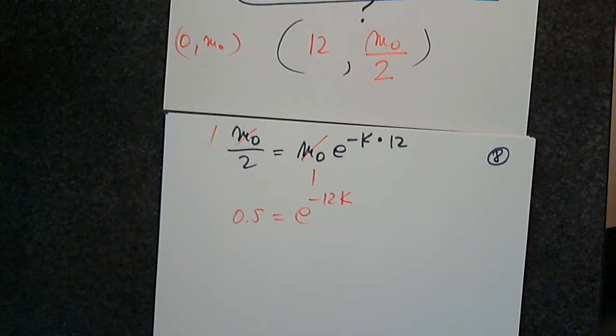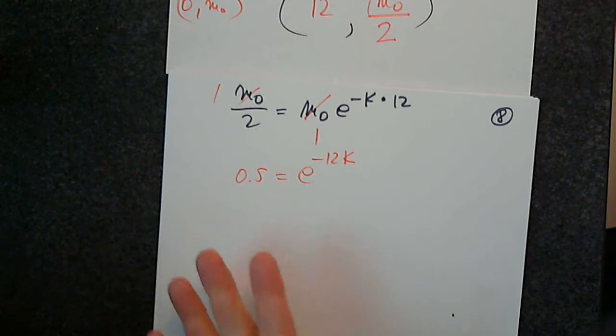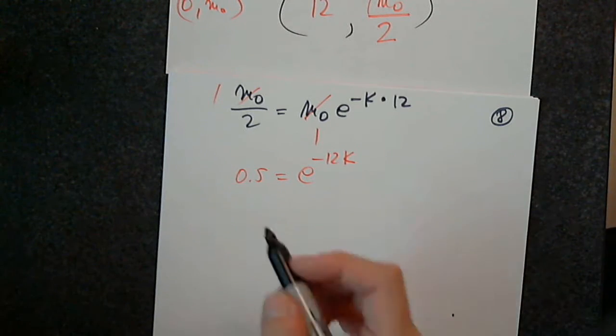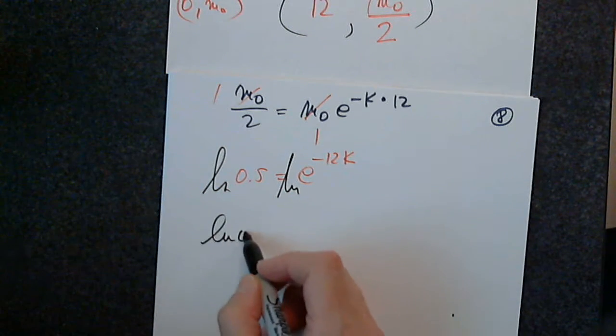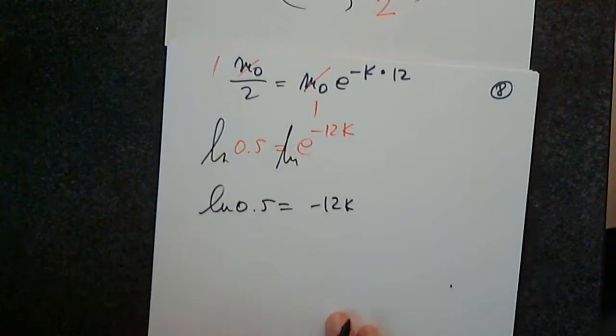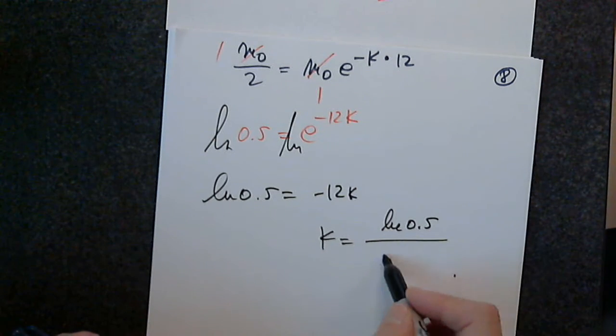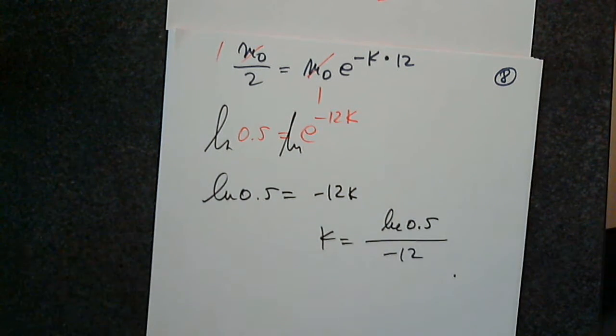What do you think we're after right now? What are we trying to find? Indeed, the radioactive decay rate. Excellent. How do I do that? What type of equation is it? Good. So what do we need to do? Very good. Natural log, indeed, natural log 0.5 equals negative 12k, and k equals natural log 0.5 over negative 12. So that gives us k.